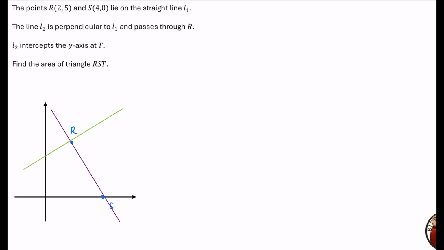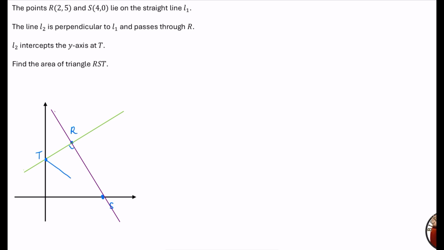And hopefully it will become a straight line. They are perpendicular to each other like this. And it says that L2 intercepts the y-axis at T. And I'm also going to indicate on my diagram that these are perpendicular because that's a good reminder. And we're going to try and find the area of triangle RST.